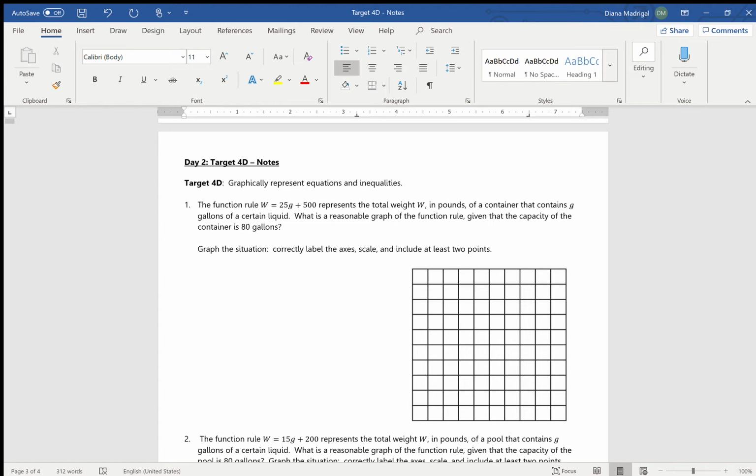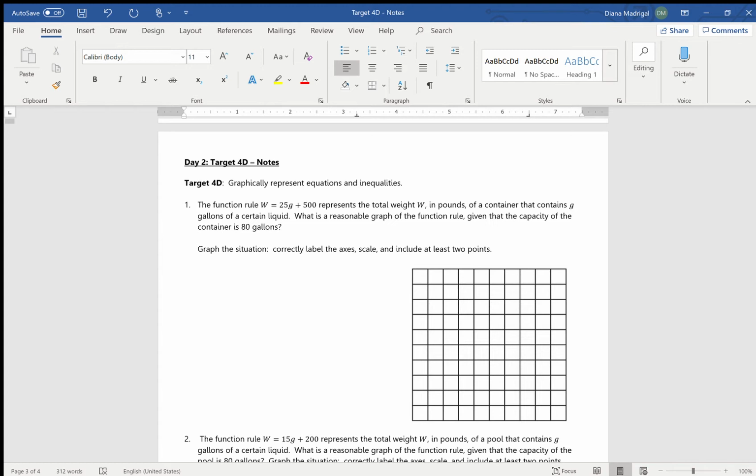It says the function rule W equals 25G plus 500 represents the total weight W in pounds of a container that contains G gallons of a certain liquid. What is a reasonable graph of the function rule given that the capacity of the container is 80 gallons? So we need to graph the situation. We need to correctly label the axis, the scale, and include 2 points in order to make the line of the equation.